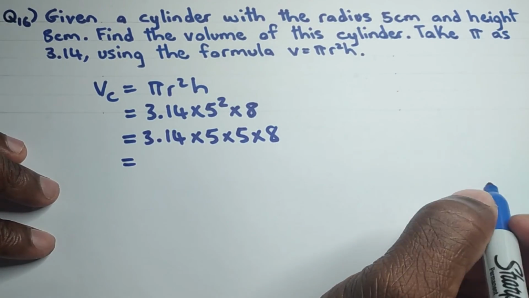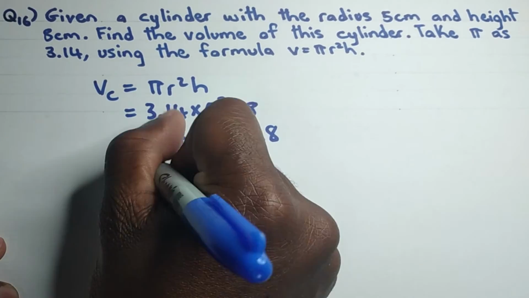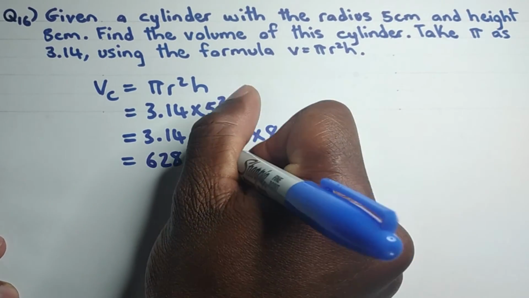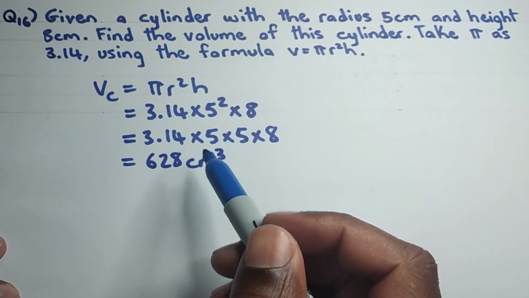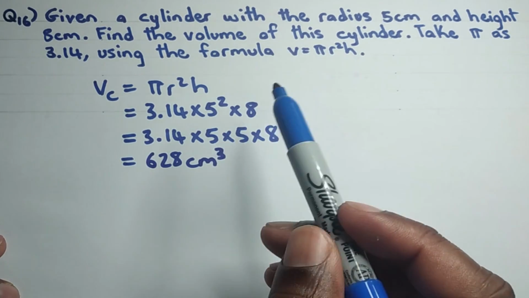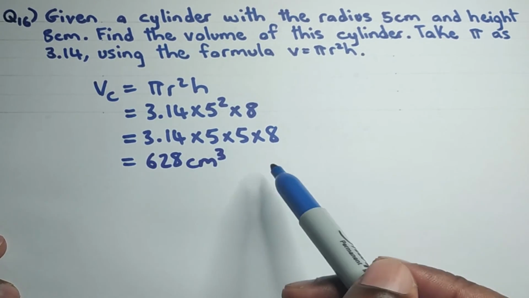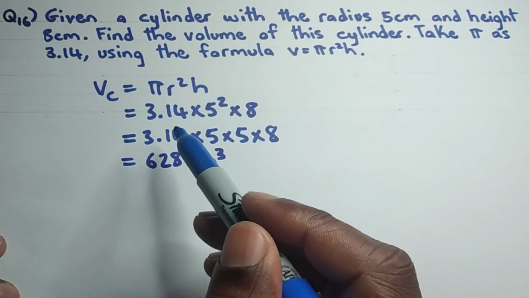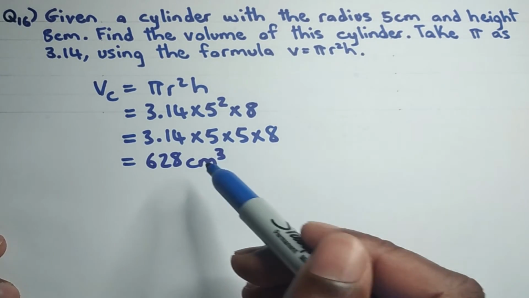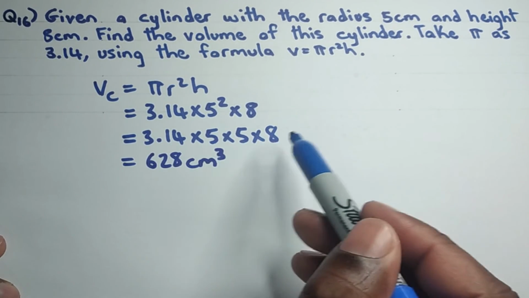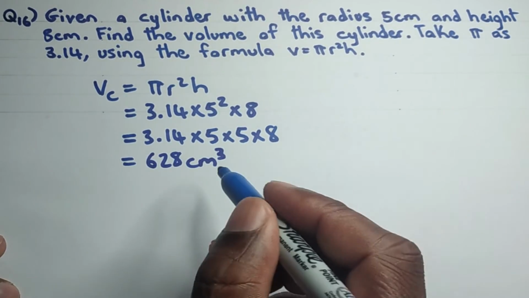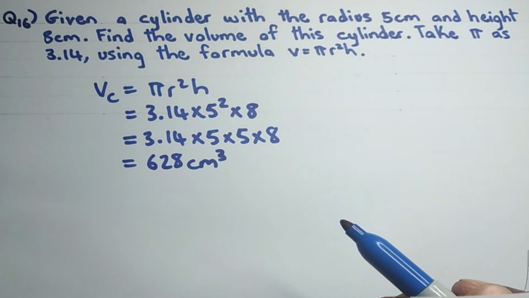And if we do that, what would we get? We'll obtain 628 centimeters cubed, alright? Just like in the previous question when we were dealing with area, our unit was in squared units. When we're dealing with volume, our unit will always be in cubic units, alright? So this is the same thing as cubic centimeters or centimeters cubed. So this is how we treat question 16, alright?